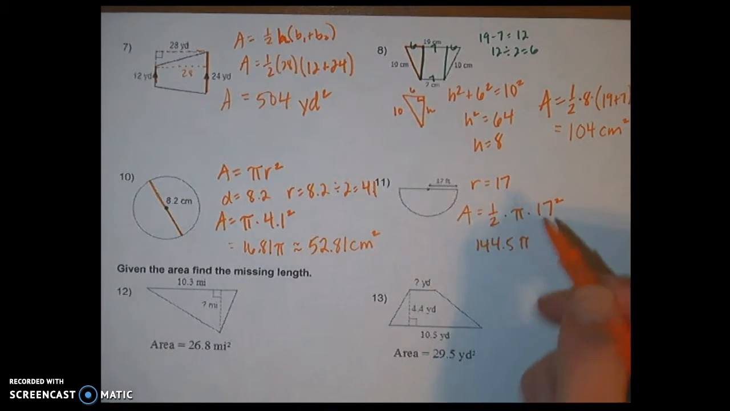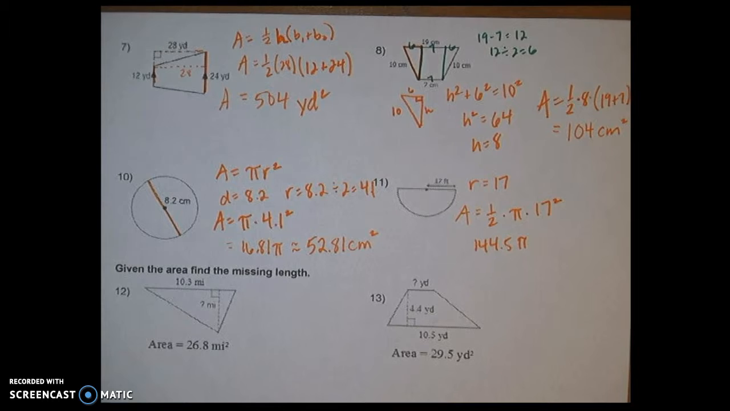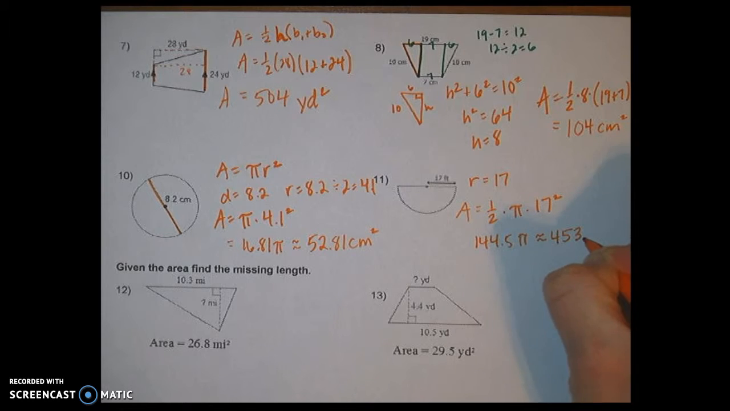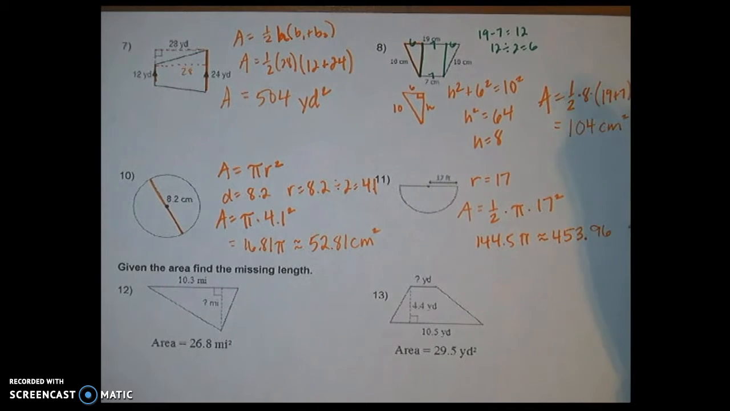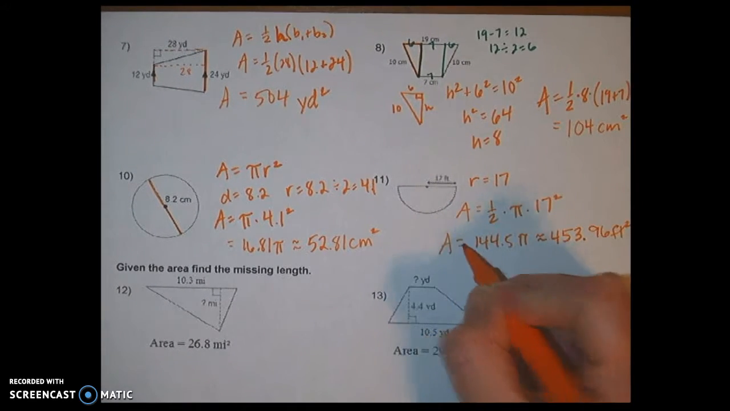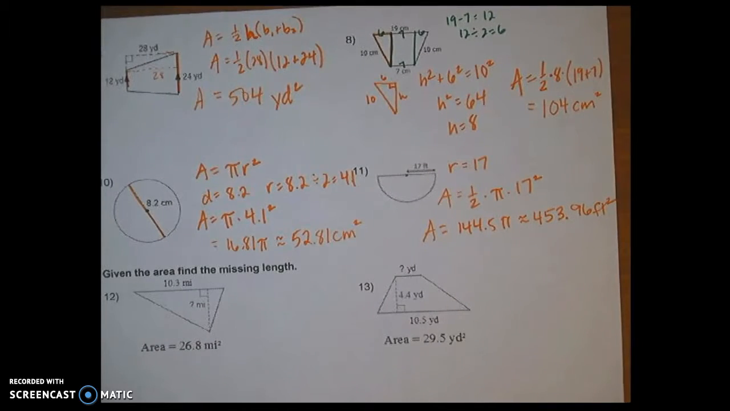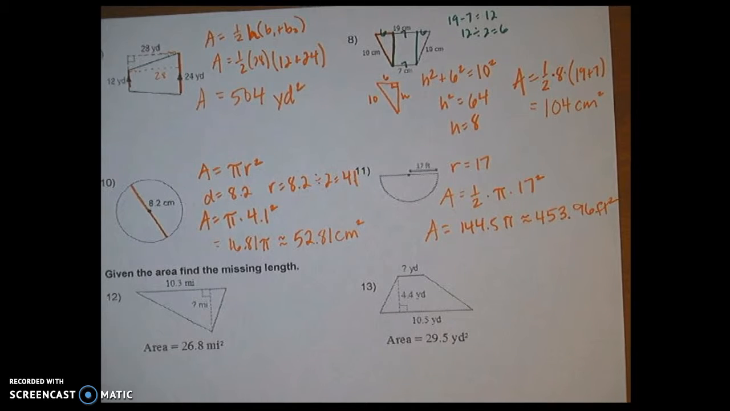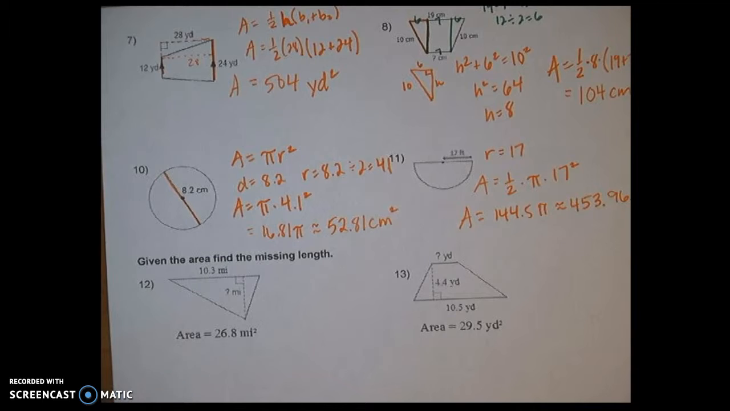The 1/2, and again, that's the 1/2 times 17 squared. When I multiply by that pi, it approximates my area to be 453.96 feet squared. That one's a little hard to read. Because that's just a half a circle, I'm going to cut it in half. It doesn't matter if you find the area and then multiply by 1/2 or find the area then divide by 2. Either way, you'll get the same answer.